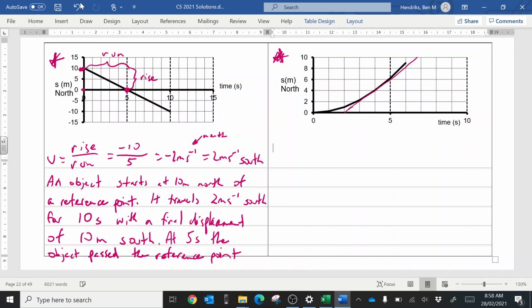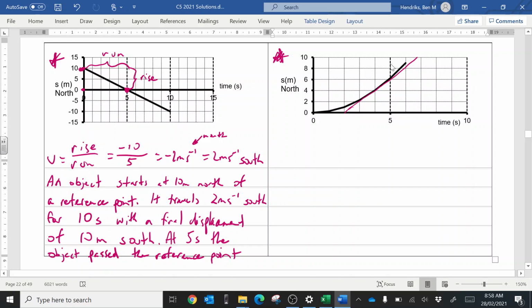So if you're ever asked to calculate the velocity at a certain point on this graph, you'd have to draw a straight line at a tangent. We say this is a tangent, and then you can calculate the rise over run of this straight line. And then we could calculate an instantaneous velocity at any point along this curve. But we won't do that in this case.